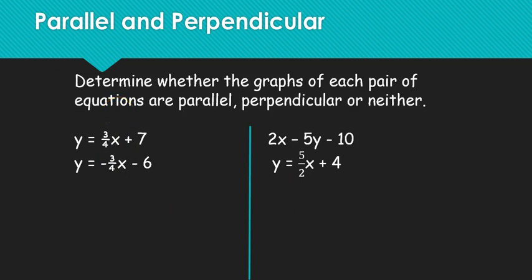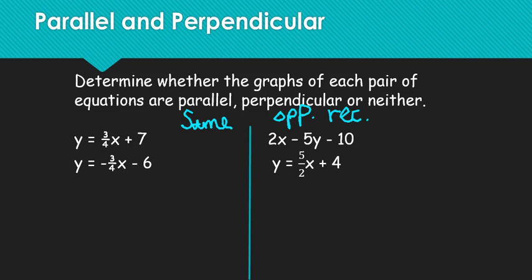Now, here it's asking, determine whether the graphs of each pair of equations are parallel, perpendicular, or neither. So for parallel, we need to remember it has to be the same slope. Okay? For perpendicular, the opposite reciprocal. And if it's not the same, or if it's not the opposite reciprocal, then it's not going to be parallel or perpendicular. It'll be neither of the two.